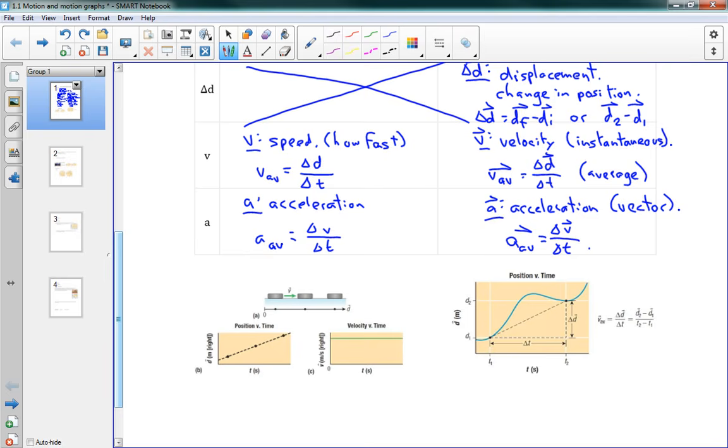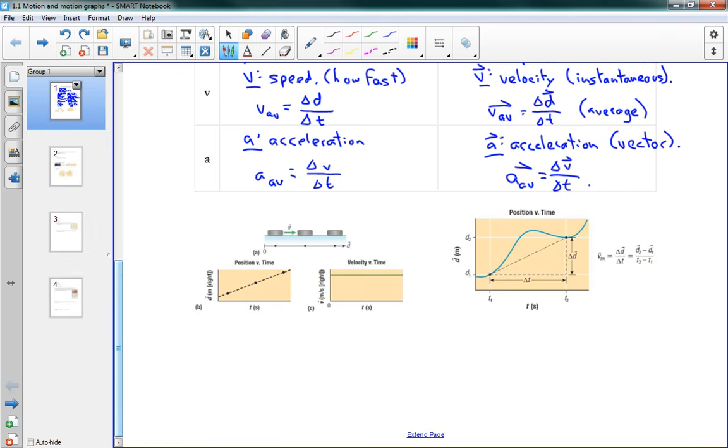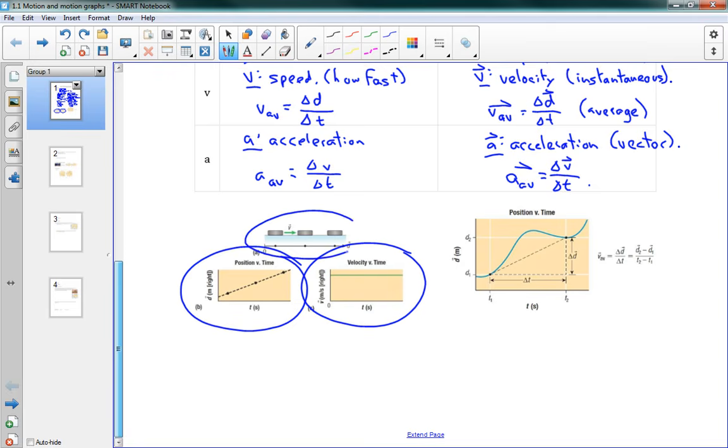Alright, so that's our table. That sums up the values that we're looking at here. Below here are just a couple graphs to refresh your mind on how these graphs might look. So here we have a position versus time graph and a velocity versus time graph. And those are for this situation over here, which is a puck sliding across the ice.